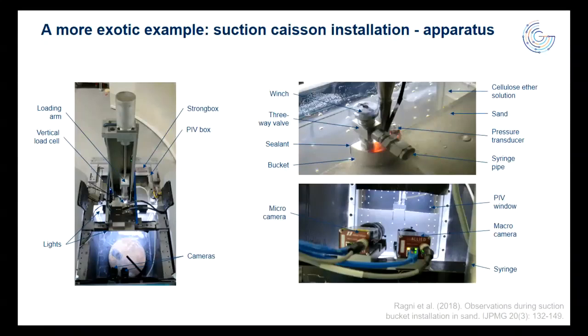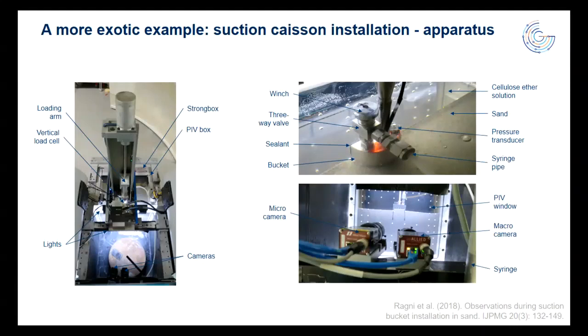You'll notice here that one of the cameras on the left is labeled the micro camera, one on the right is labeled the macro camera. They've got different lenses looking at different fields of view, one more zoomed in than the other. And we'll look in a little bit more detail a little bit later on as to the potential impacts of that system.